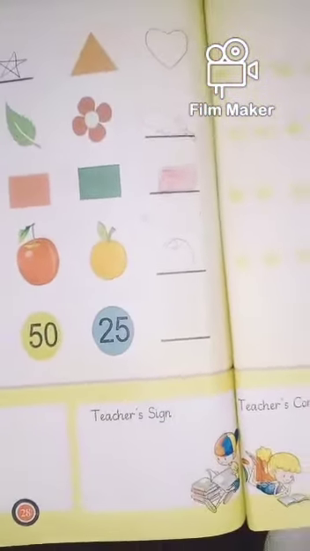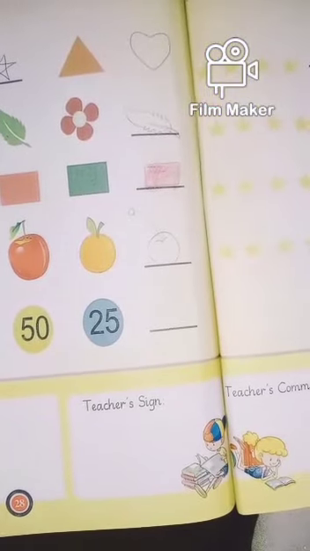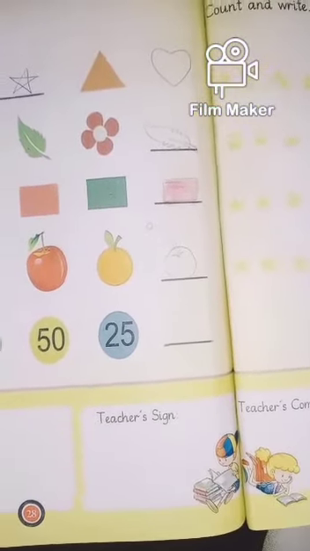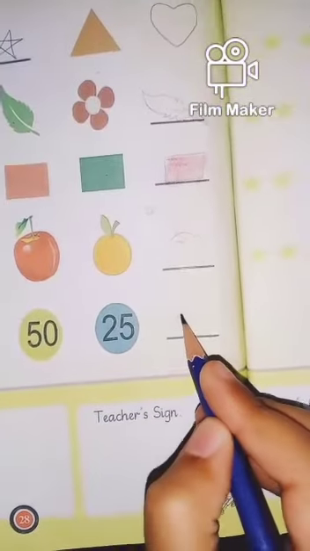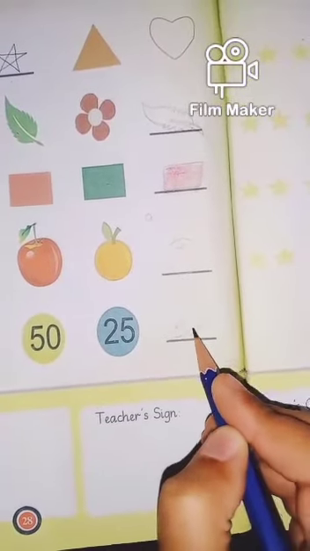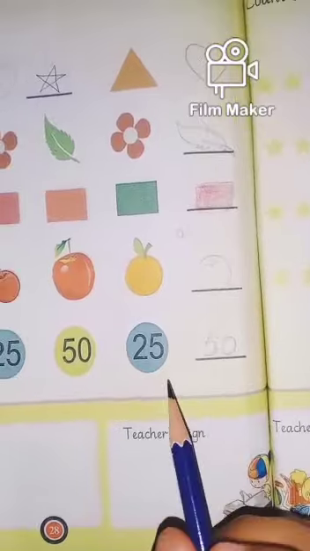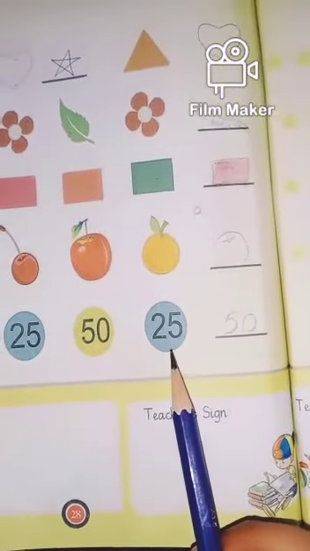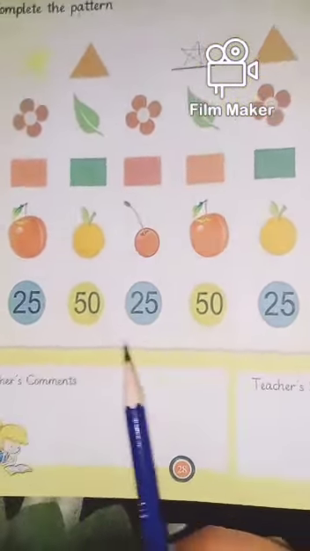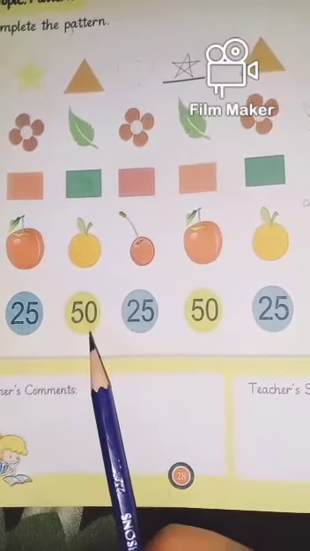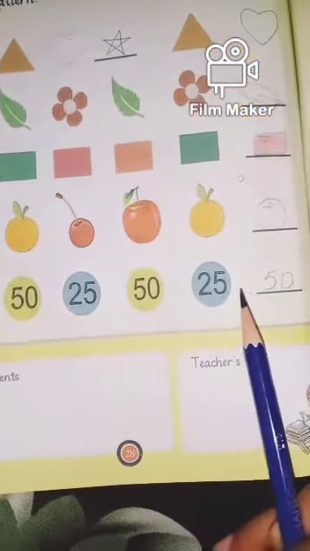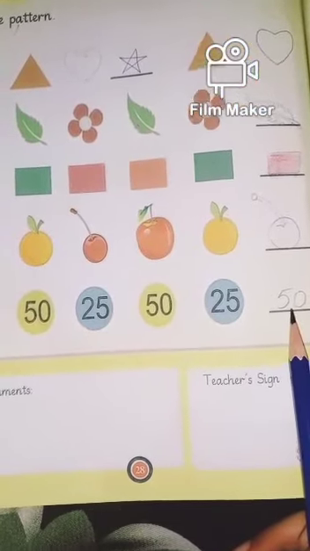Here is number 25. And which number do we write? Tell me, students. Yes, 50. We write 50 to complete the pattern. Yes, now we complete the pattern. Third pattern. 25, 50, 25, 50, 25, and 50.